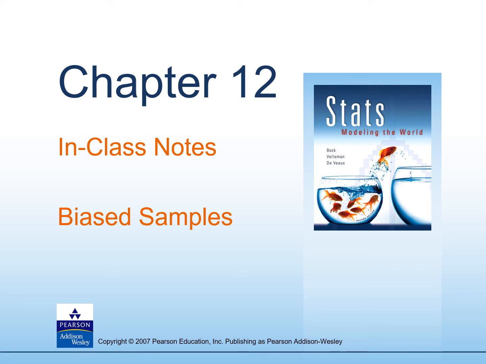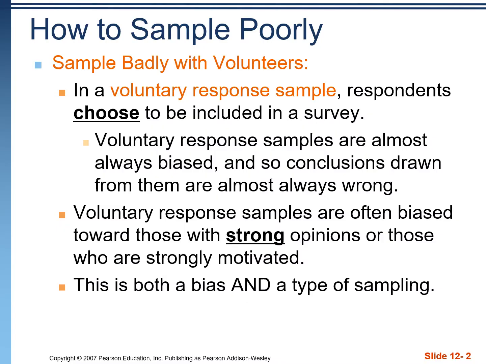Chapter 12, in-class notes. This part of the notes is going to focus on how to collect biased samples and bad samples. The most common way to collect a bad sample is with something called a voluntary response sample. This is when respondents choose to be included in a survey.